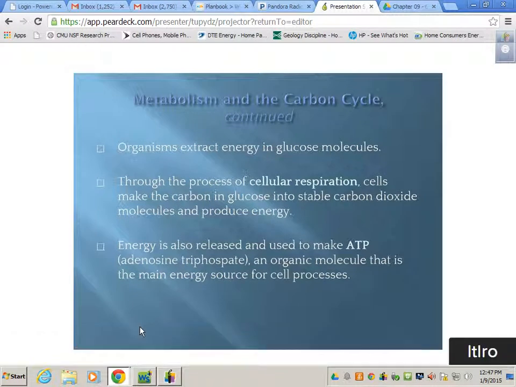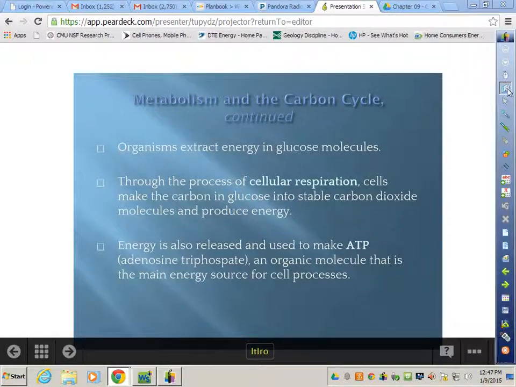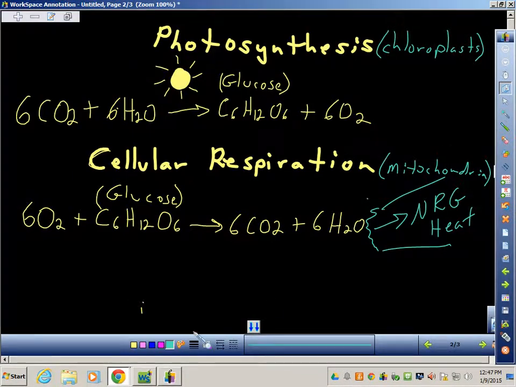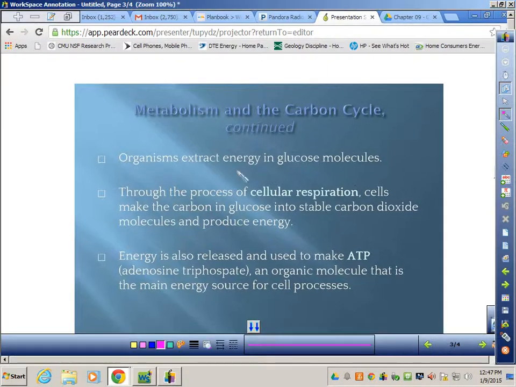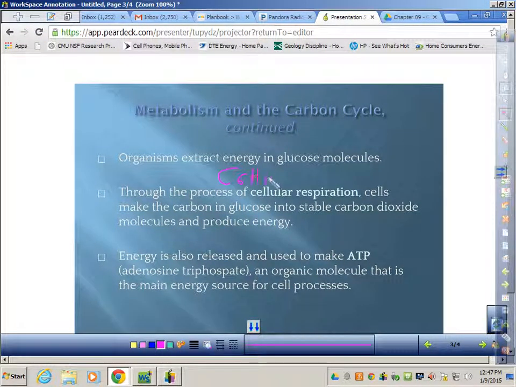And maybe I will. So organisms extract energy in glucose molecules. Now, glucose molecules, you guys all go, oh, I remember glucose. That's an easy one, right? You guys remember glucose? Oops, you don't want to see that yet. That'll depress you. Okay. So glucose, if you've forgotten, is this: C6H12O6.